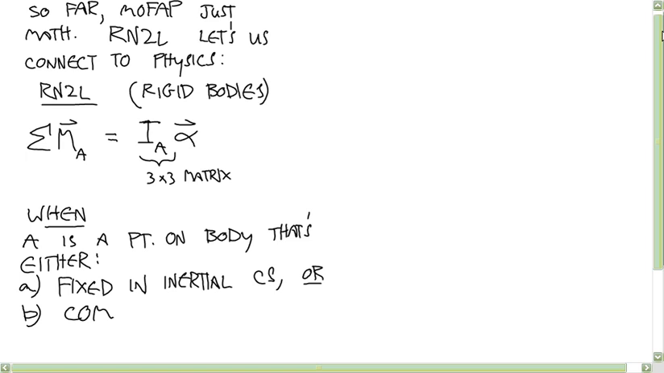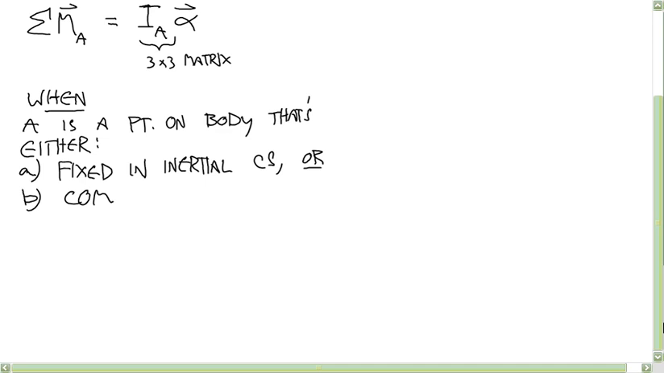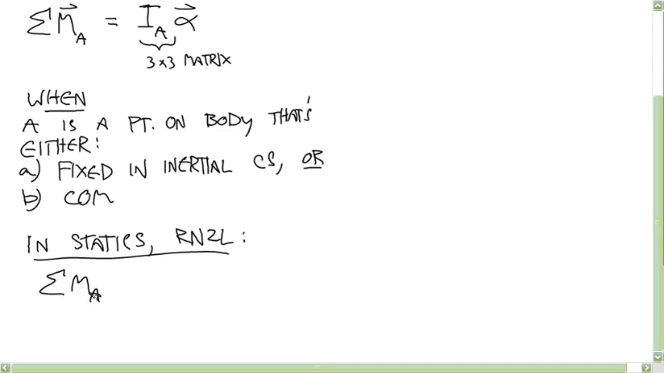Just like when I talked about Newton's second law for particles, I gave you F equals ma, and then for our case we reduce it to F equals 0. Okay. In statics, the rotational version of Newton's second law is just the sum of the moments about A is equal to 0. And I'm calling that equation 3. And that's all there is.